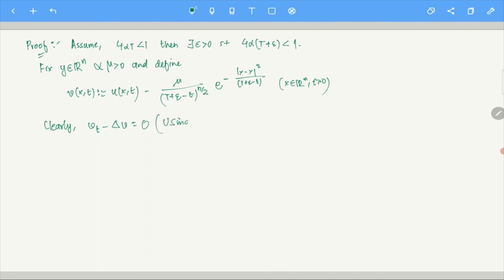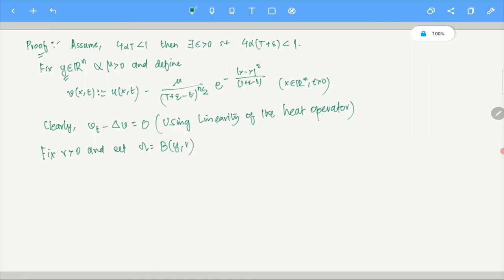This is using linearity of the heat operator. If that is true, then now I am going to do what we did earlier. You fix r positive, and set omega to be the ball B(y, r). So there is a new omega which is defined like this, with r positive. Then omega_T, how does it look like? It is B(y, r) times (0, T], closed.